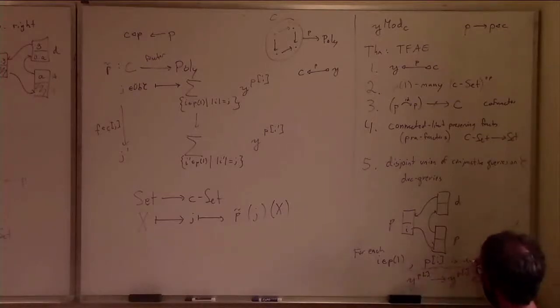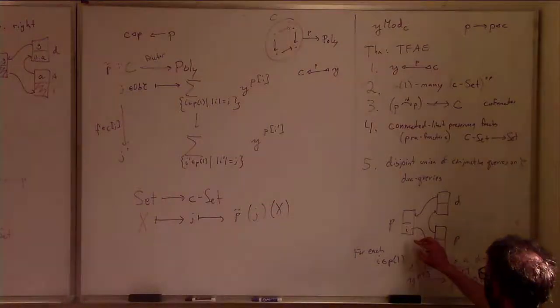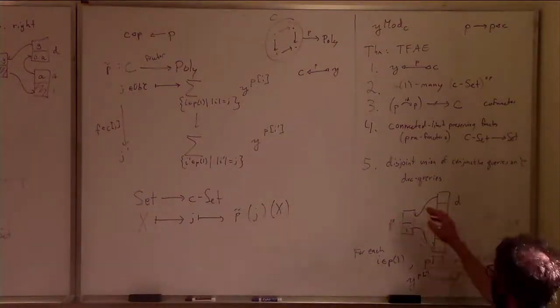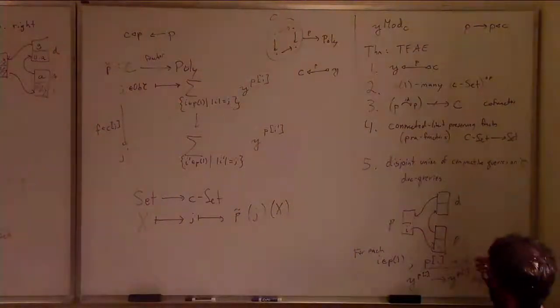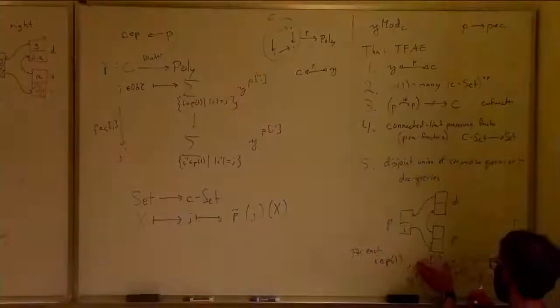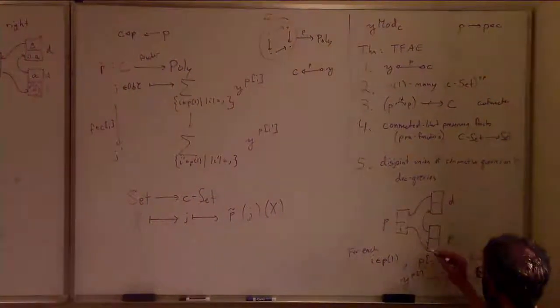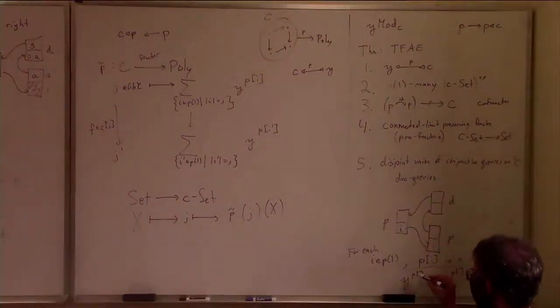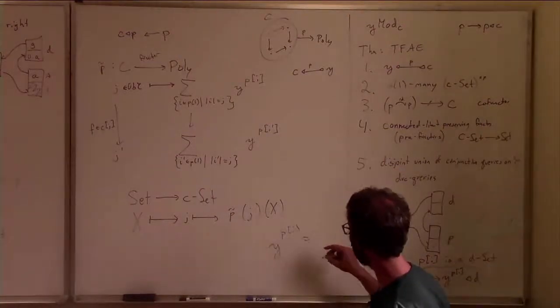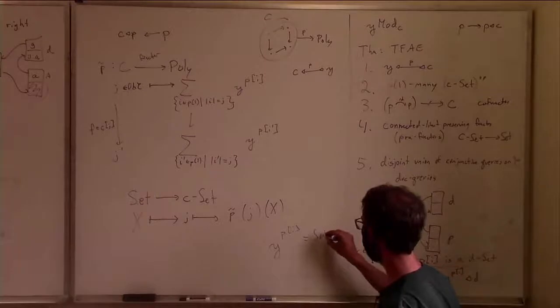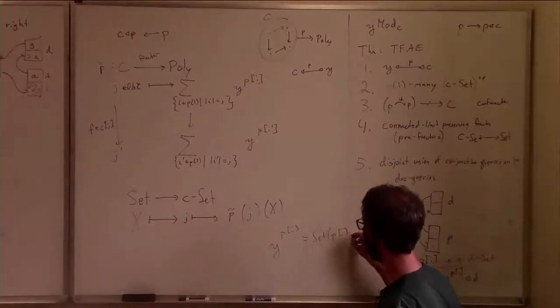So each I, when you run this thing through, if you look over that chart over there, it all stays on the I side. It's just each I in P1 gives you a whole D set. And these D sets look like this, y to the pi. It usually means Hom set from P bracket I to something.